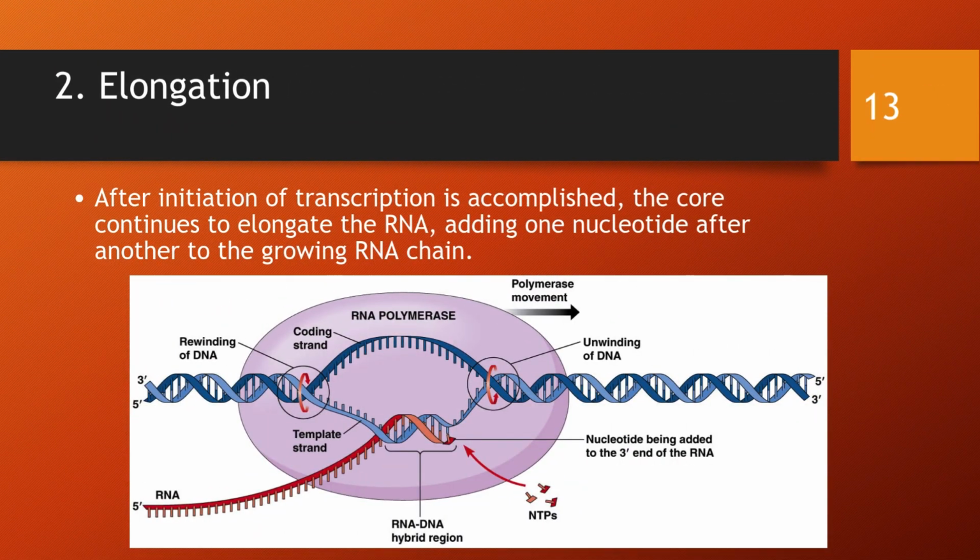This brings us to the elongation phase. Here, the core RNA polymerase moves along the DNA template strand. As it moves, it unwinds the DNA helix ahead of it and rewinds it behind it. The growing RNA strand forms a temporary hybrid with the DNA template. Nucleotides are added one by one to the 3' end of the RNA chain, matching the complementary base on the DNA template. The enzyme continues this process steadily down the gene.